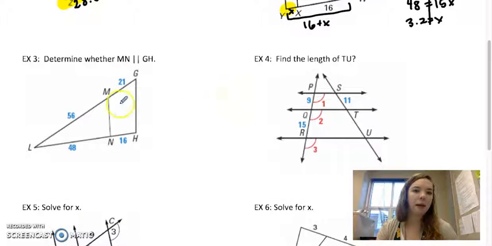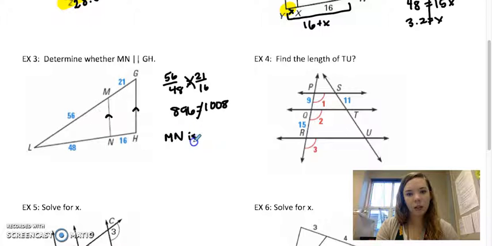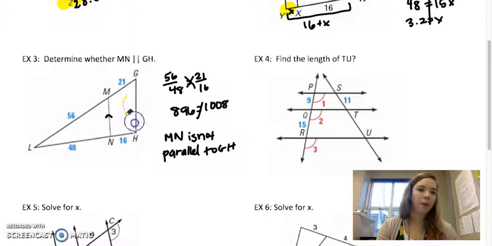Determine whether MN is parallel to GH. So to do that, their proportions have to be the same. This is just the opposite of what we were doing before. So if I do 56 over 48, then I can do 21 over 16, and these need to be equal. Since they are not equal, MN is not parallel to GH. Okay, so I'm going to get rid of my marks.